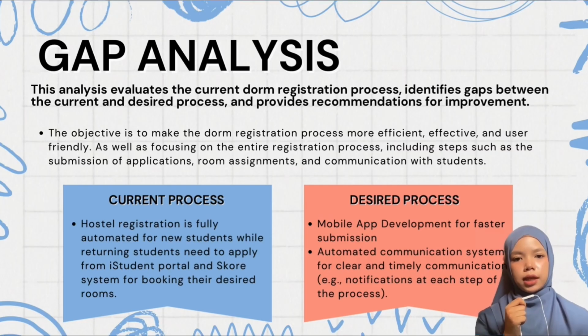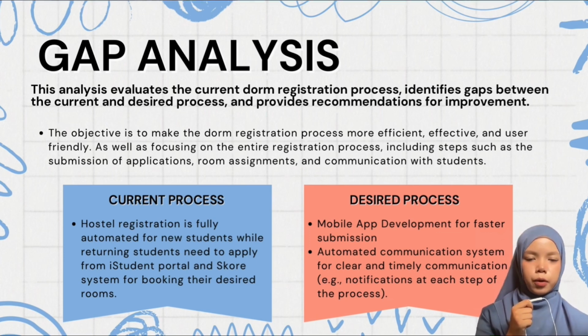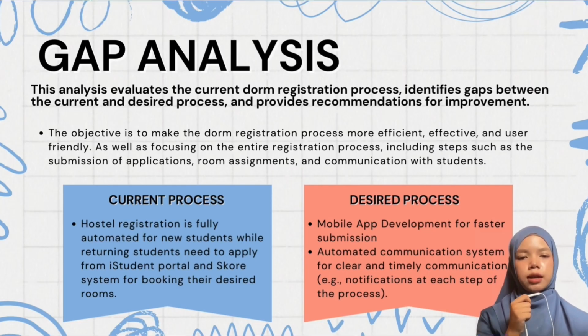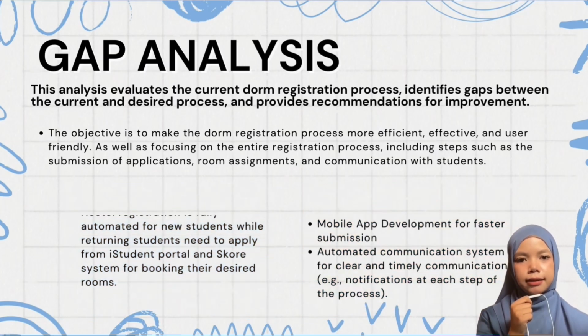Now, in the current process, college registration is fully automated for new students, while returning students need to apply from the iStudent portal and SKOre system for booking their desired rooms. While in the future implementation or desired process, mobile app development for faster submission and an automated communication system for clear and timely communication, which is notification at each step of the process, is needed.